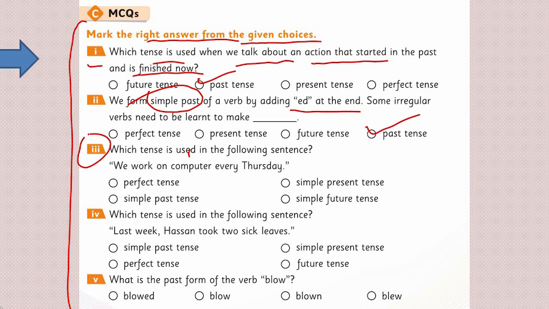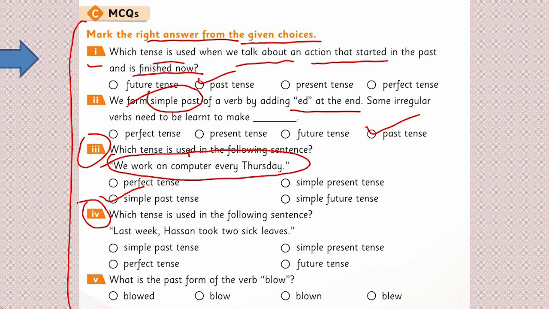Look at the third one. Which tense is used in the following sentences? We work on computer every Thursday. Here, they work on their computer every Thursday. Like this is their routine. Every Thursday they do this. So, this is the simple present tense here. Very good. Look at the fourth one.